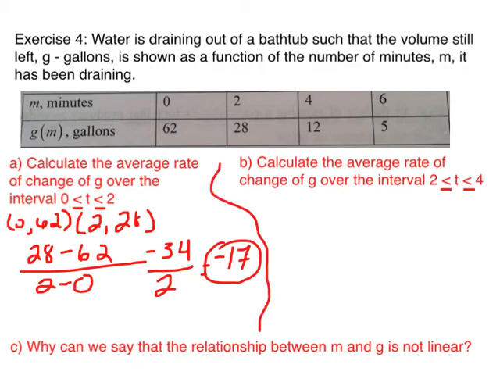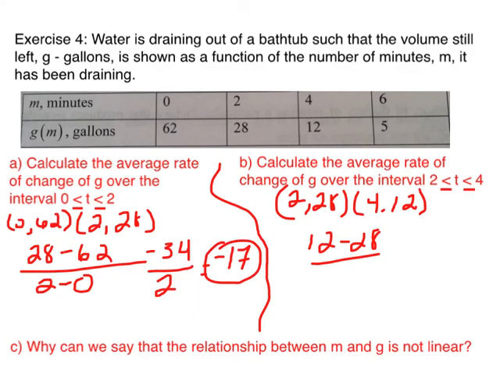Now if I wanted to do it again, in B, calculate the average rate of change of G over the interval 2 to 4, I'm going to say, all right, 2, 28, and 4, 12. Rate of change formula, 12 minus 28 over 4 minus 2, which is going to give me a negative 16 over 2, which is going to give me a negative 8 as a rate of change between the interval 2 and 4.